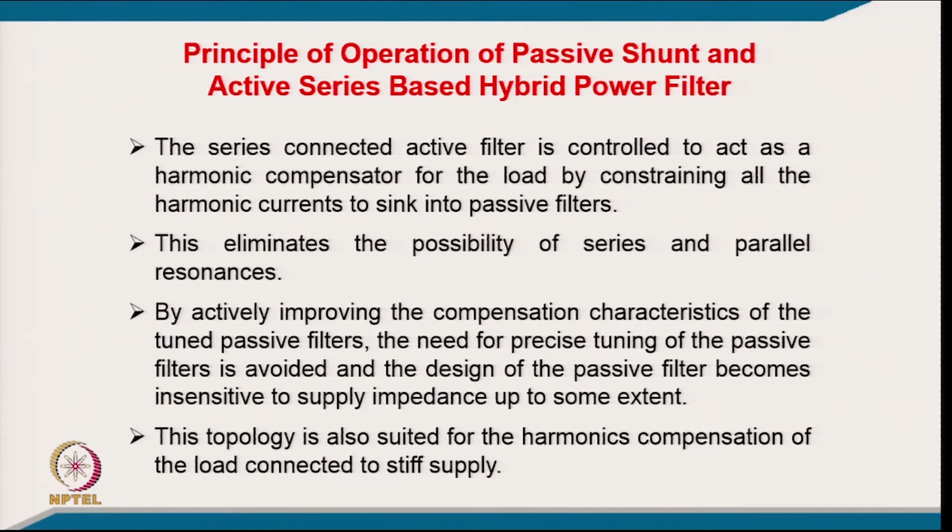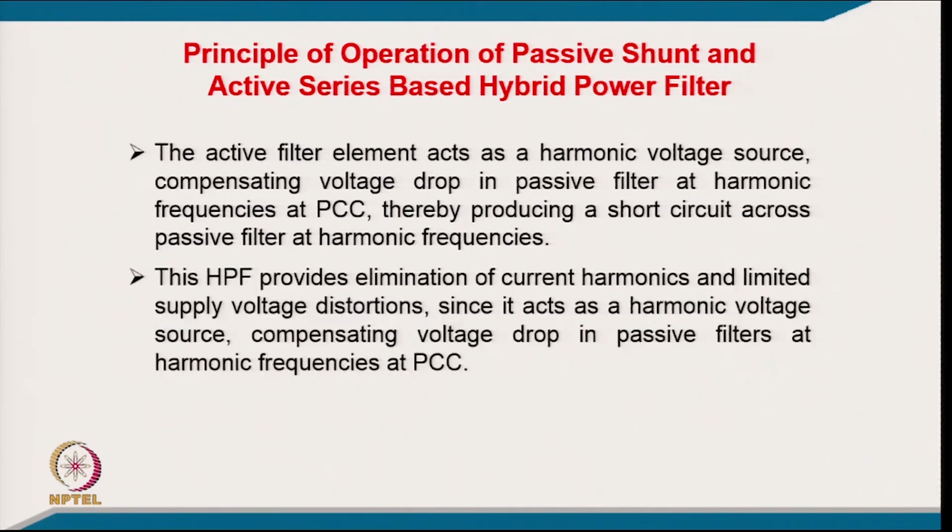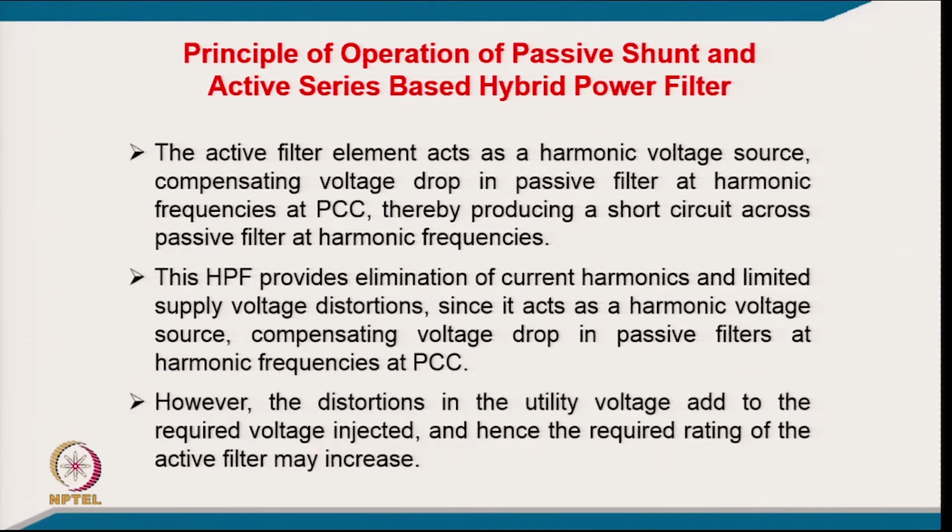This topology is also suited for harmonic compensation of load connected to a stiff supply system, and the active filter element acts as a harmonic voltage source, compensating the voltage drop in the passive filter at harmonic frequency at PCC, thereby producing a short circuit across the passive filter at harmonic frequency. This hybrid filter provides the elimination of current harmonics and limited supply voltage distortion, since it acts as a harmonic voltage source. However, the distortion in the supply voltage adds to the required injected voltage, and hence the required rating of the active filter may increase.